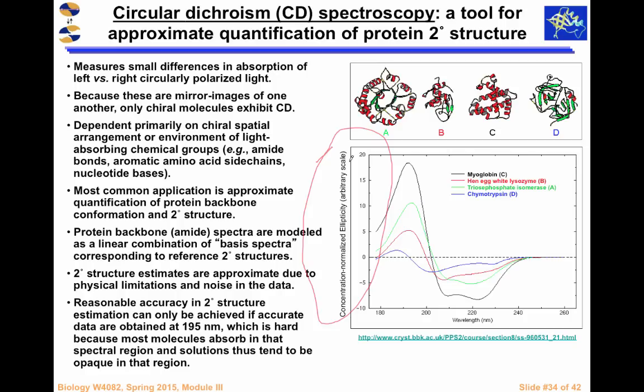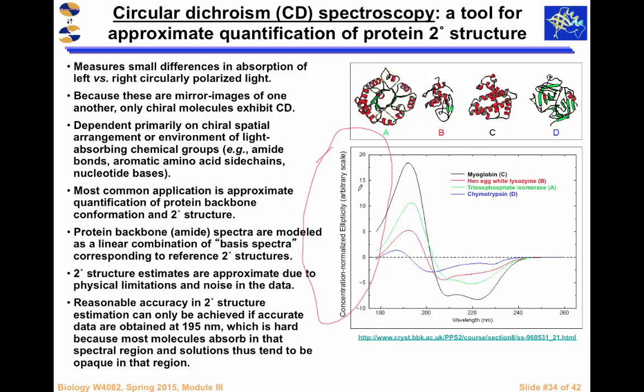This is an arbitrary scale. That's basically a sin in CD. What is important in CD is the shape. I'll say more about that in a moment, the shape of the curve, but also the absolute magnitude of the curve. And if you don't put it on the right scale, that absolute magnitude is uninterpretable.